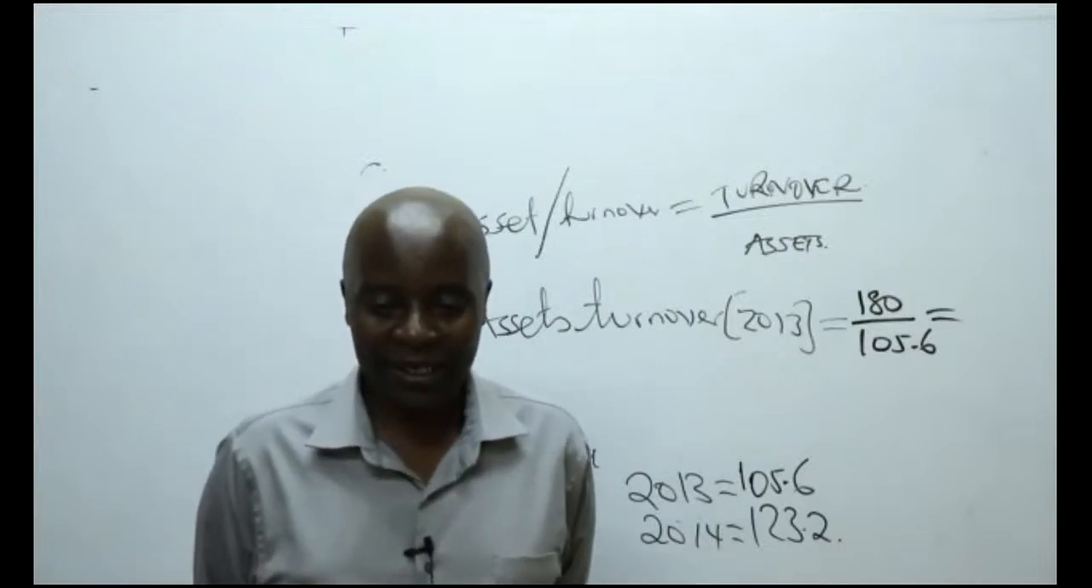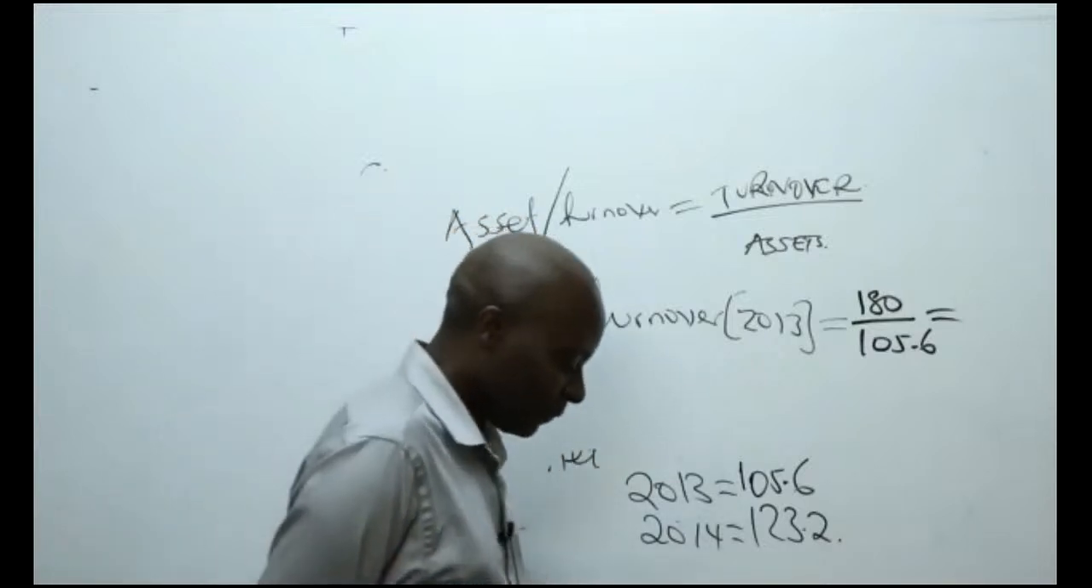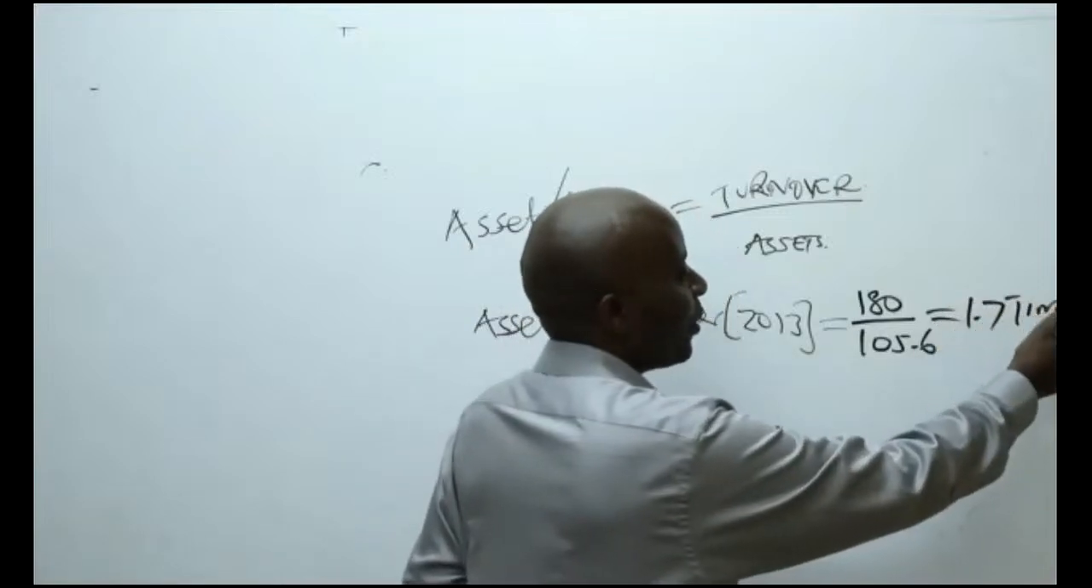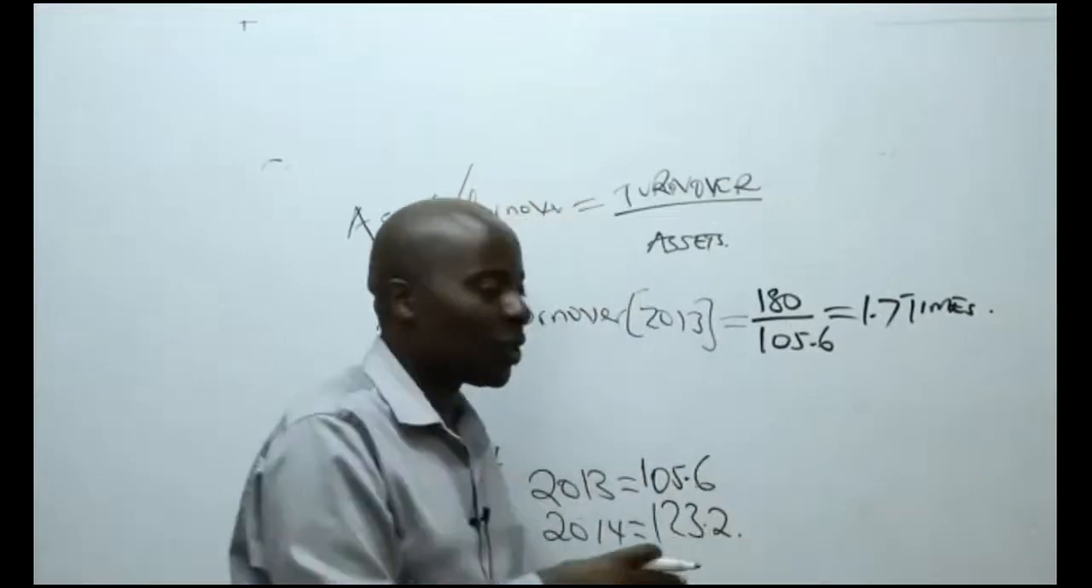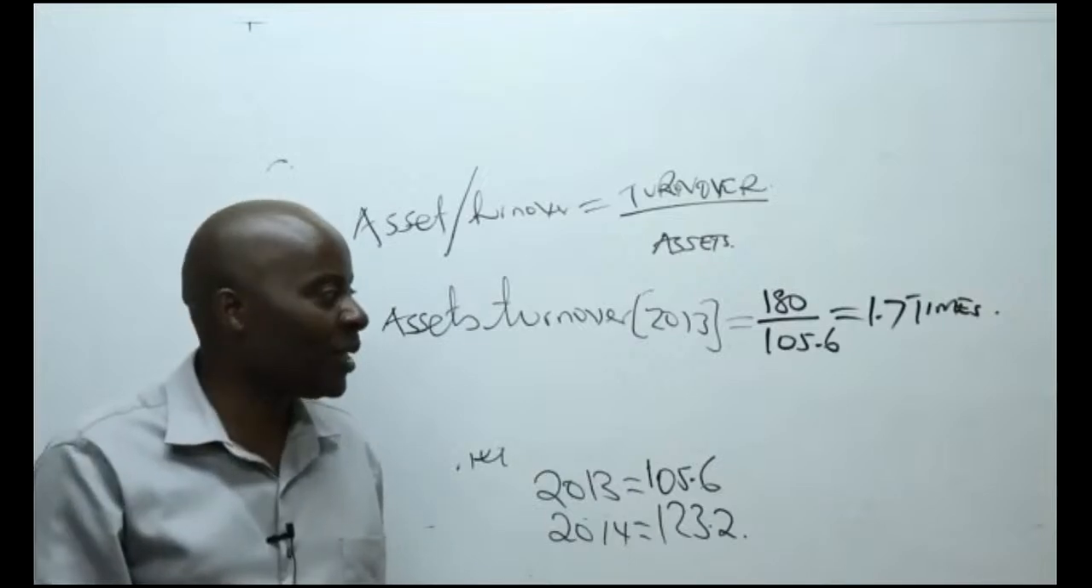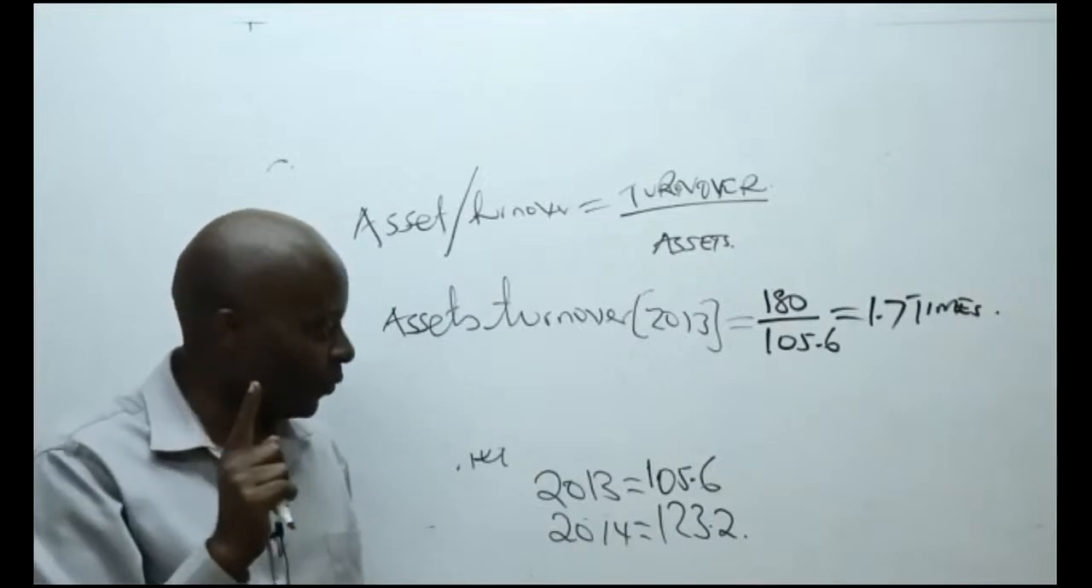So clarity. They're saying what figure? Mostly I'll give you 1.7. 1.7 times. So you can see that our sales is able to cover our assets how many times? 1.7 times. Very, very important.